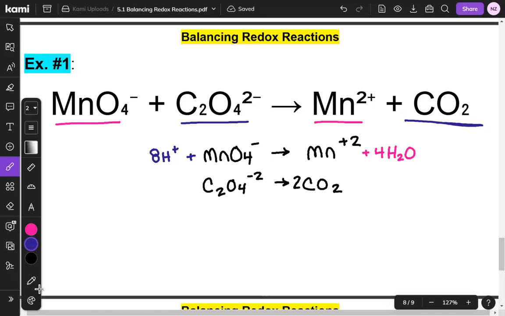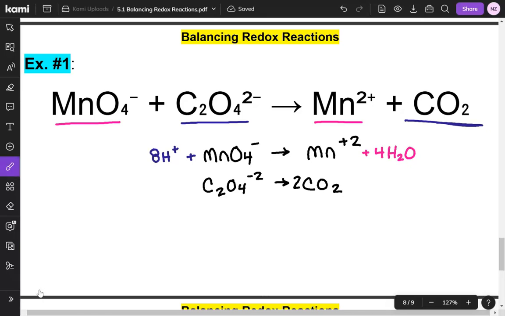Okay, here comes the confusing part. Now we want to make sure that we're balancing the charge by adding electrons. 8 times positive 1 is positive 8. This has a charge of -1. Positive 8 and -1 gives me a charge of positive 7. Okay, so I'm going to circle that. So that is the total charge on the left-hand side of our first reaction.